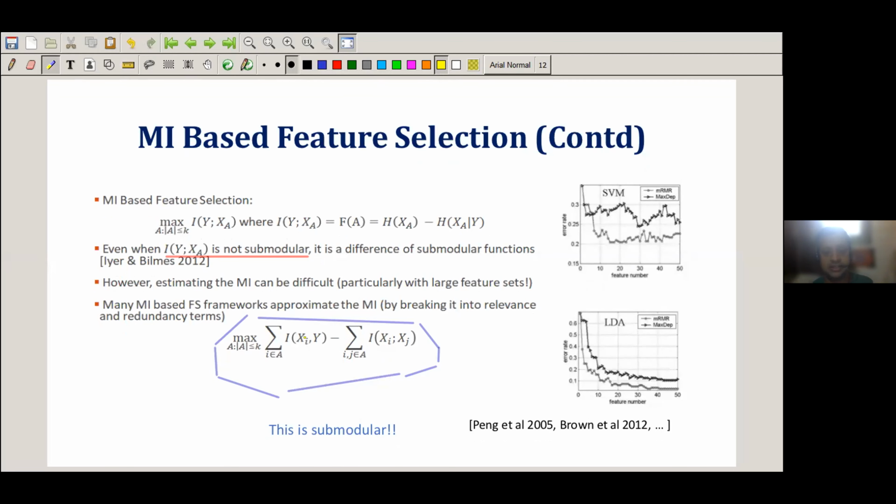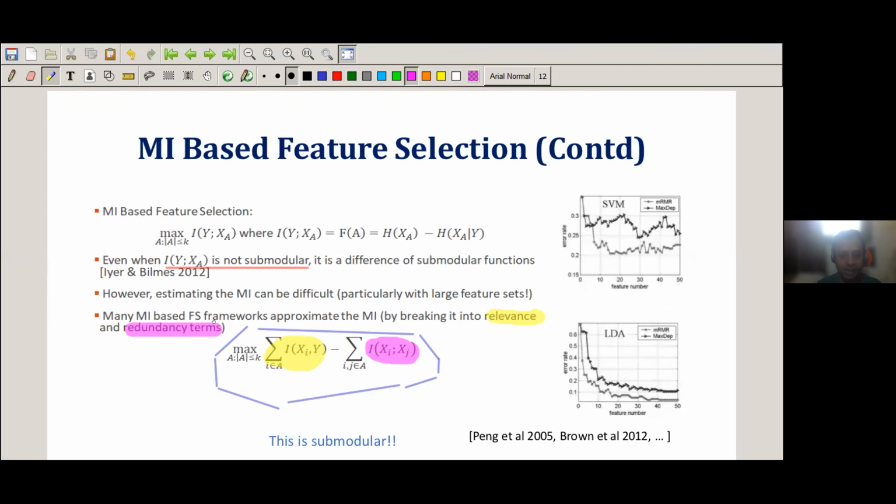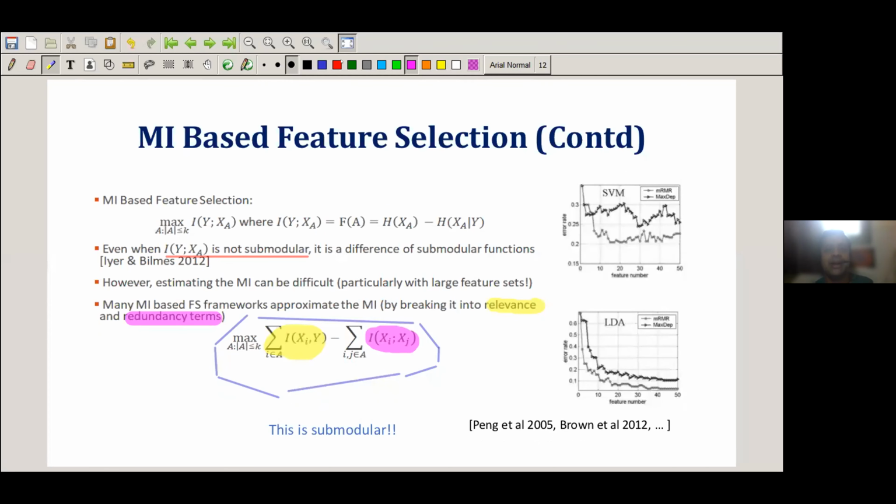This is saying how relevant are the features with respect to the classes, and the second term is a redundancy term, how they are correlated with each other. So if one feature is very correlated with another feature, you probably want to drop it. This is called MR, and the idea here is maximize the relevance. The first term is saying max relevance, and the second term is saying min redundancy, because you are maximizing the negative.